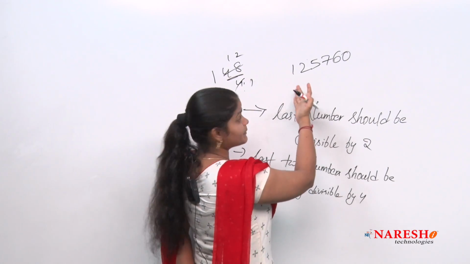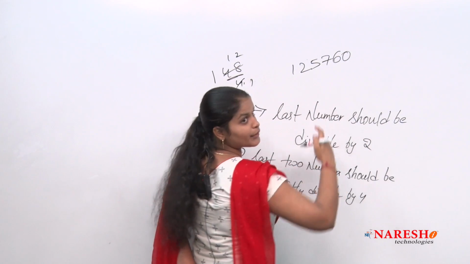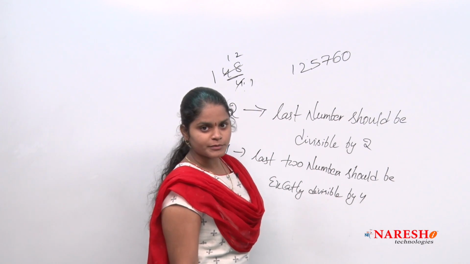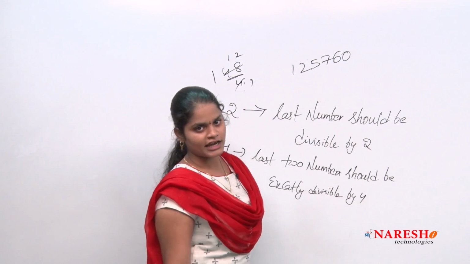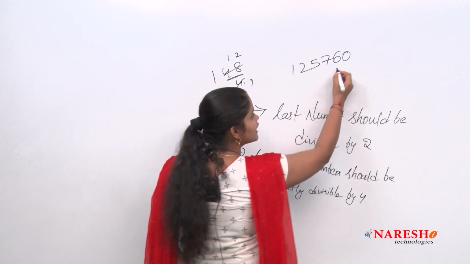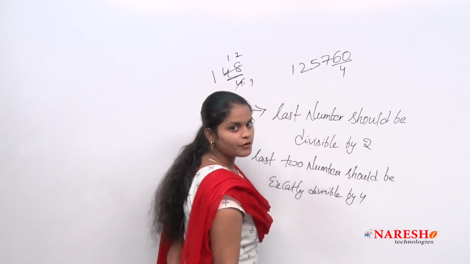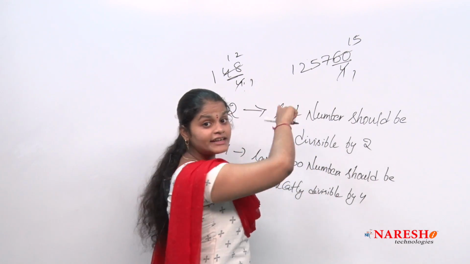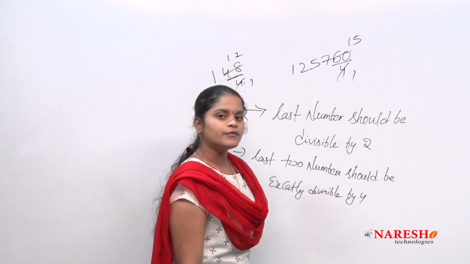For example, the number is 125760. Is this number divisible by 4? In order to find whether it is divisible by 4 or not, no need to check the entire number. What I will do, I will just check the last two numbers. Divide by 4. Yes, it is exactly divisible by 4. So the entire number is divisible by 4.